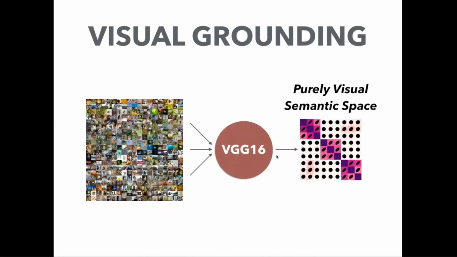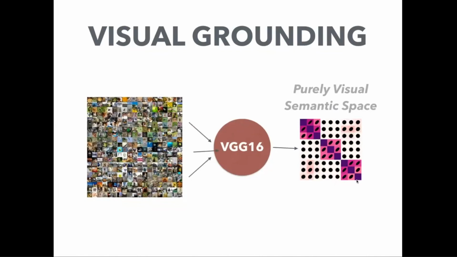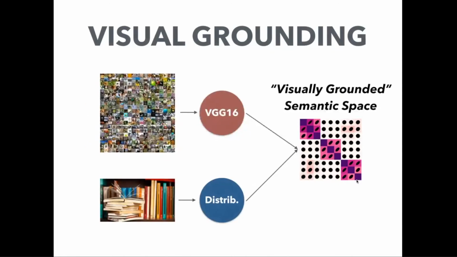All right. Now, this serves as a different source of word similarity than the distributional, word-use metric that we were using before. And adding on to this, we can actually combine the purely visual representation with the distributional one to get a visually grounded semantic space, or joint semantic space, and that's what I'll be showing you results from.